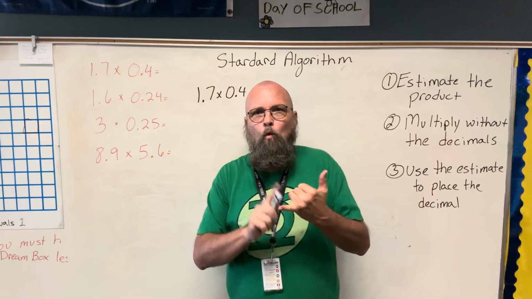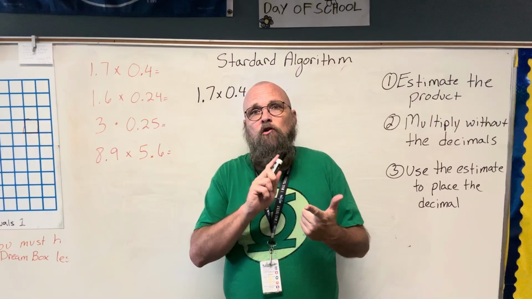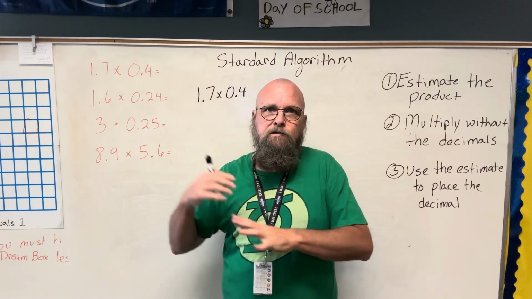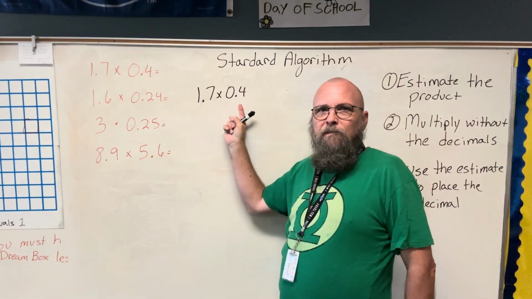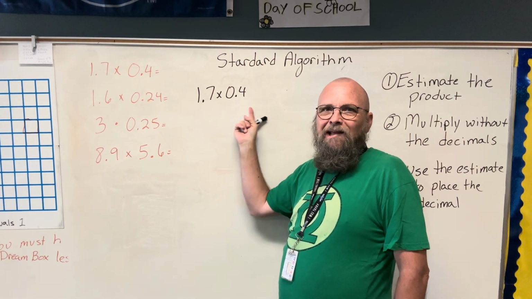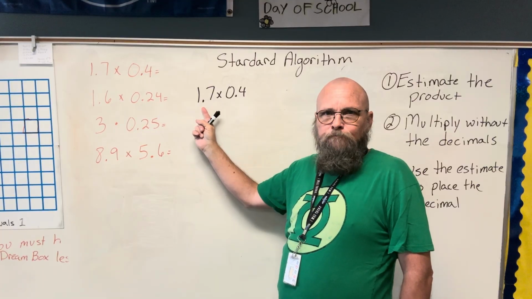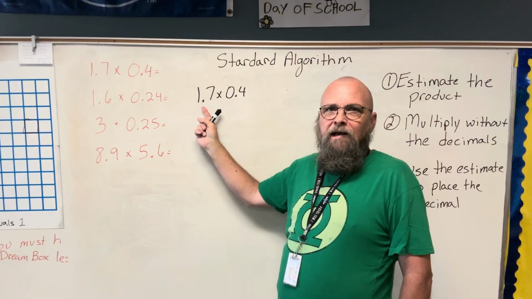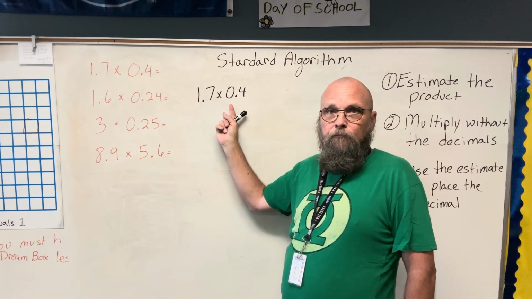Because if you multiply 10 times 1, I get 10. If I multiply 10 times something bigger than 1, my product is going to be bigger than 10. However, I am multiplying by something less than 1. And since I am multiplying by something less than 1, I'm going to make this factor smaller. My product has to be smaller than 1 and 7/10 because I'm multiplying by less than 1.